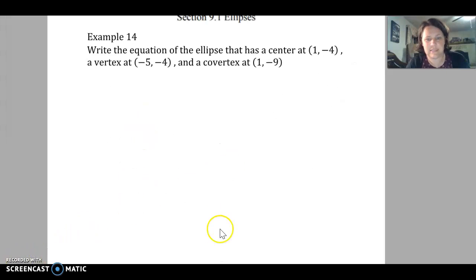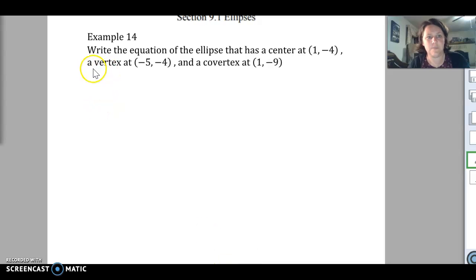Okay, this is going to be the last example that we do for this section, for part 1. Write the equation of the ellipse that has center at (1, -4), vertex at (-5, -4), and co-vertex at (1, -9). Since our center and our vertex both have a y value of -4, it is staying put on the y-axis but moving in the x direction. So our major axis is going to be the x-axis.